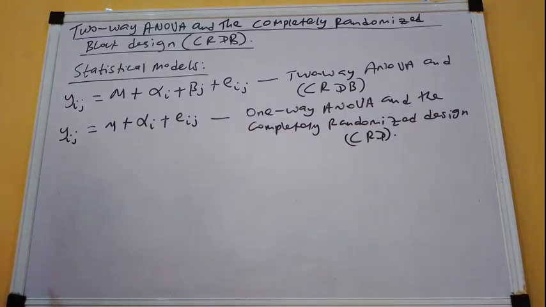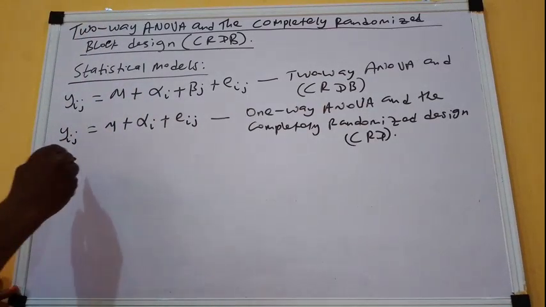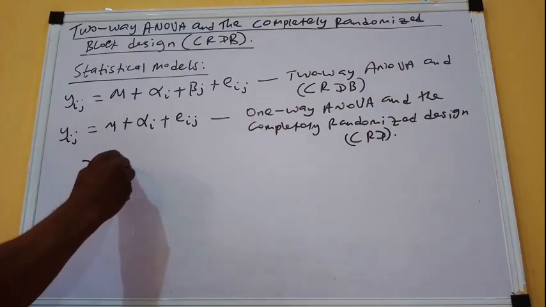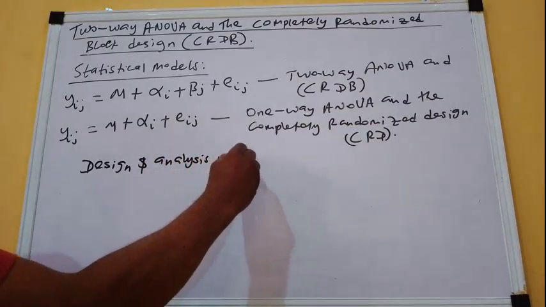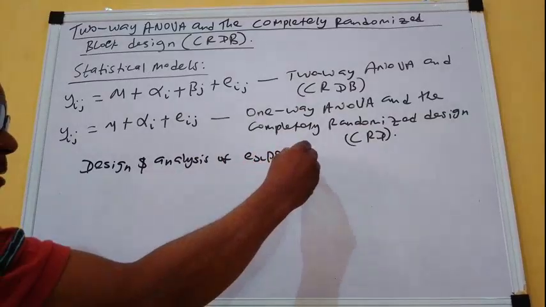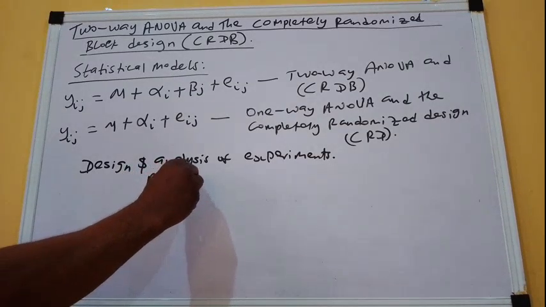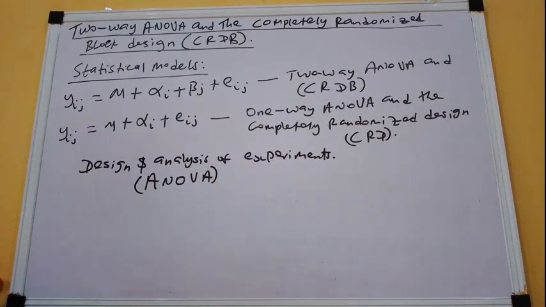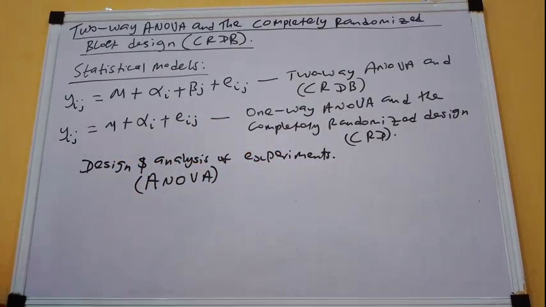In our last class, we looked at the one-way Anova. Now, in statistics, there is a special topic called design and analysis of experiments. We make use of analysis of variance, the short form of which is Anova, to design and analyze these experiments in various fields, in agriculture, in medicine, and so on, in different fields.